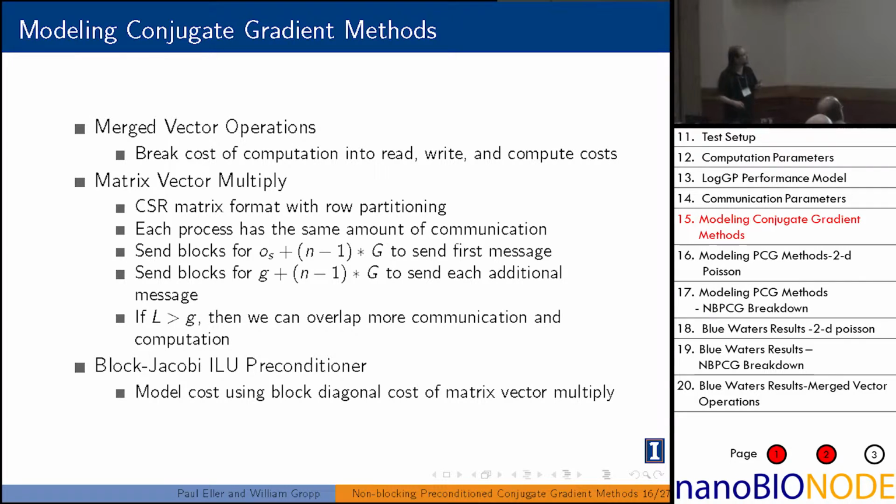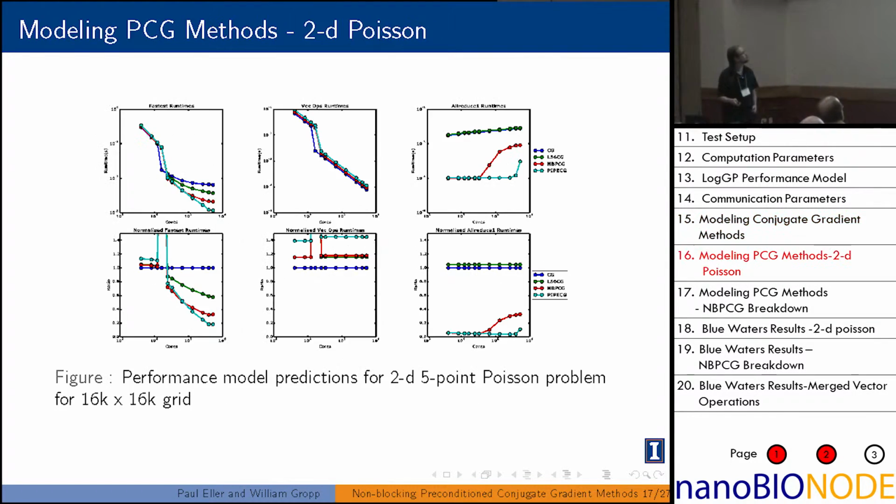We use the LogGP model basically for the sends and receives. And in general, we note that if L is greater than G, we get more overlap between communication and computation. Unfortunately, the way the Blue Waters parameters work out, there's not too much overlap. And for the block Jacobi LU preconditioner, we model this using the block diagonal cost of a matrix vector multiply. Basically, this was just a quick and dirty model. We're going to go into it in a bit more detail in the future.